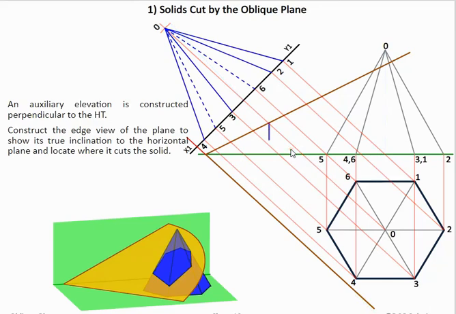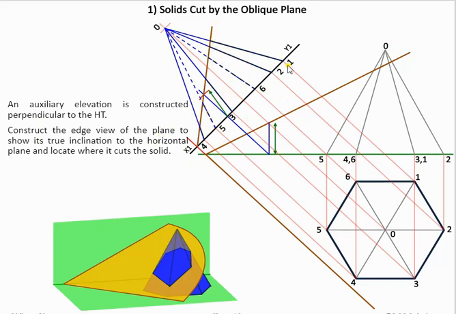Then we're going to establish a height for our vertical trace. Then take this point from the XY line, bring it up to here, then mark off the height. Then construct our vertical trace. Now, what this allows us to do then is establish what is being cut.